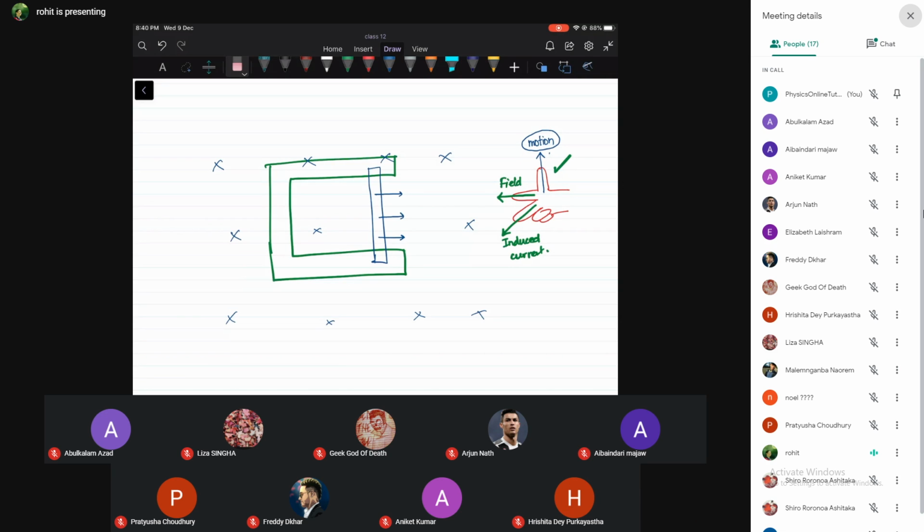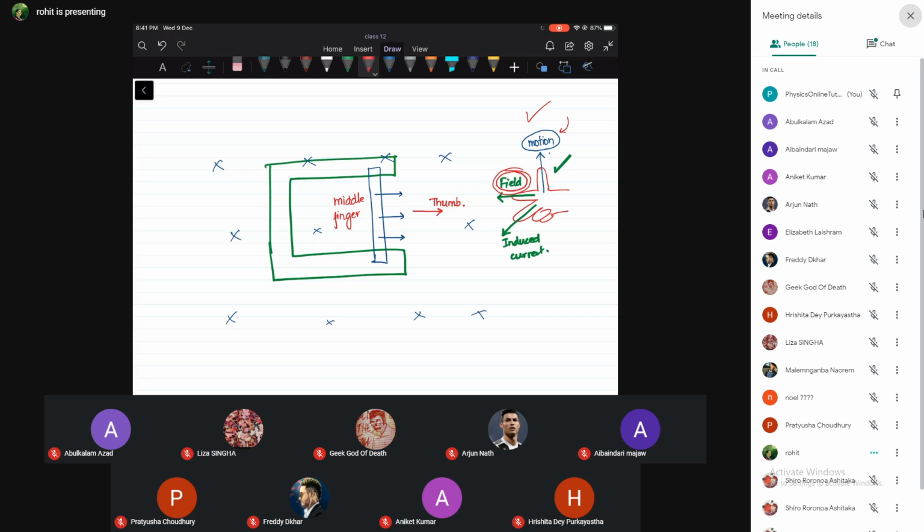So how to apply this now? To know the direction of induced current, check. This thumb of your right hand you should point in this direction. The middle finger should point in the direction of the field. The middle finger should be inside the screen, because the field is inside the screen.